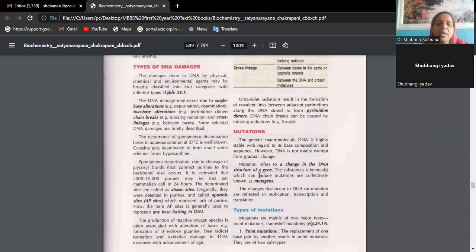A sudden change in the genetic information, the genetic makeup, is nothing but mutation. It is a change in the DNA structure of a gene. The substances which can cause mutations are called mutagens. Certain agents are there like UV rays, gamma rays, X-rays. Suddenly they can change the genetic information of DNA, so obviously the protein which will be synthesized will also change. Those agents which can change the genetic information are called mutagens.